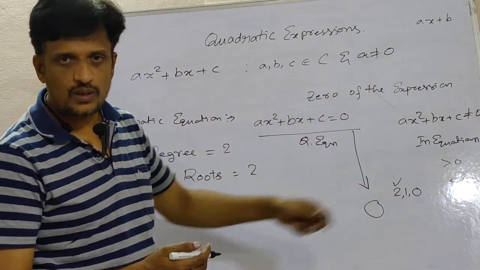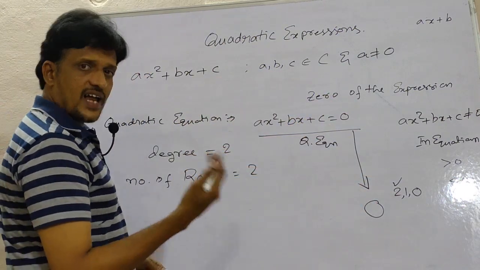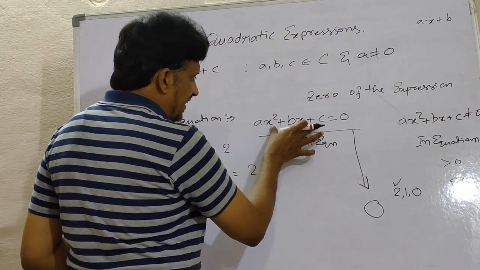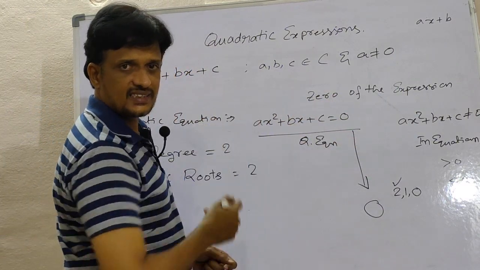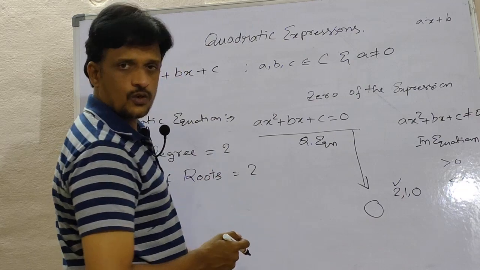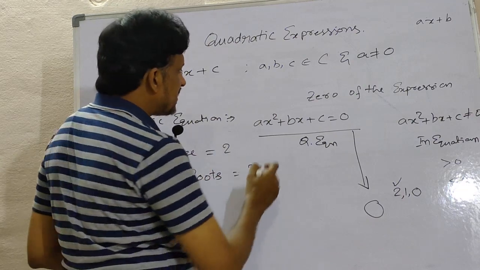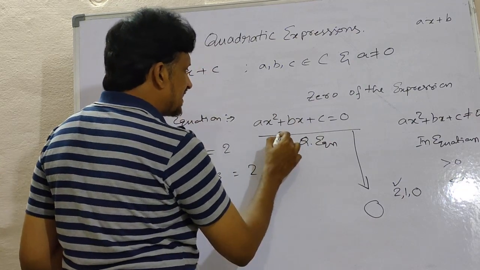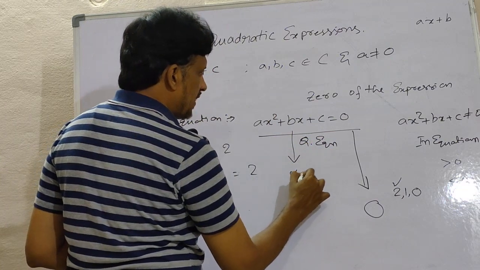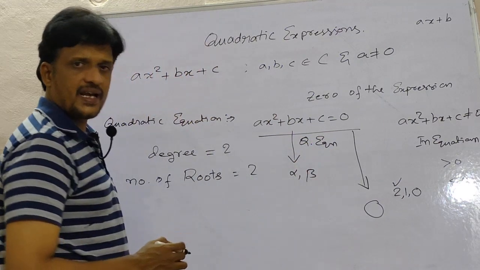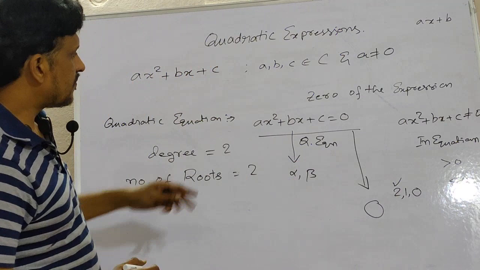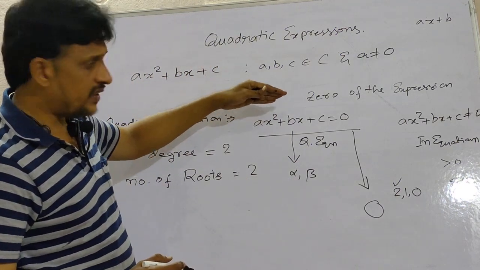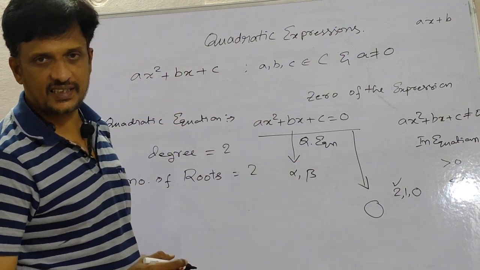Required one is 0. That means for what value of x, the value of LHS will be the required RHS, that is 0. That is called root of the polynomial. That means the value of x which is satisfying. Usually they are denoted by alpha and beta. Means the value of x which satisfies the given equation.